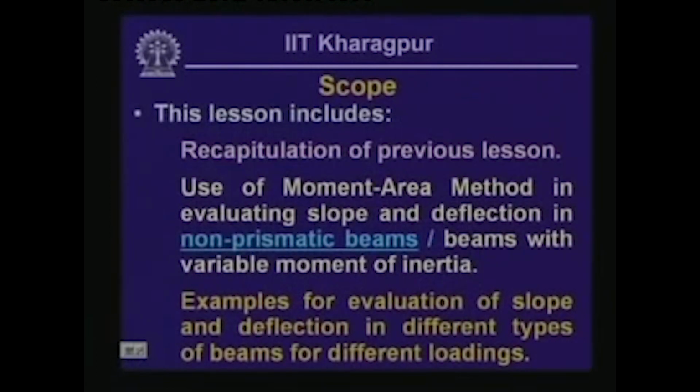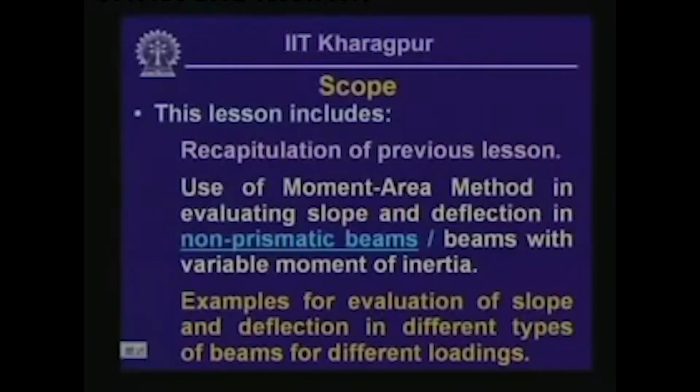The scope of this particular lesson includes recapitulation of previous lesson, and we will be doing that through the question answer sessions. We will be answering the questions which were posed last time, and thereby we will recapitulate the previous lesson. Use of moment area method in evaluating slope and deflection in non-prismatic beams or beams with variable moment of inertia. Also, this lesson includes the examples for evaluation of slope and deflection in different types of beams for different loadings.